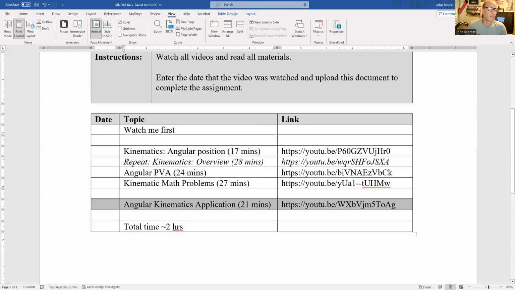I did put this one up here, which you've already watched. That would have been week 2 of the semester, and this is the overview of kinematics. It's good to have some repetition here, so go back and watch this video again, and you'll get both the linear and the angular kinematics presented together. Then I added in some angular PVA information, showing the graphical relationship between angular position, angular velocity, and angular acceleration.